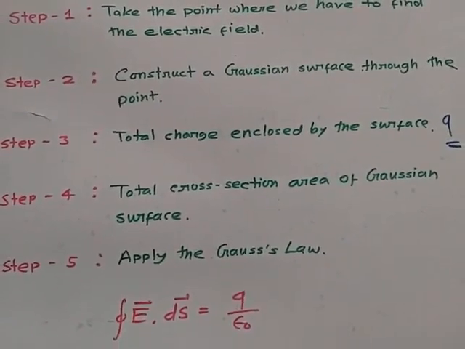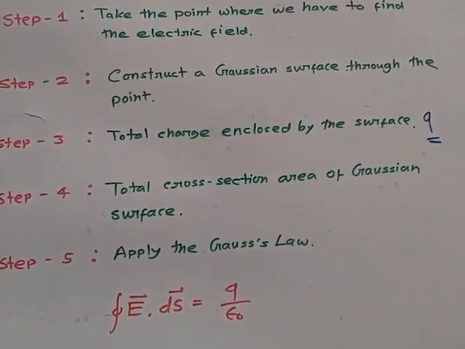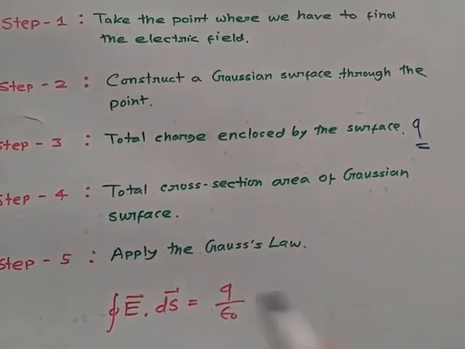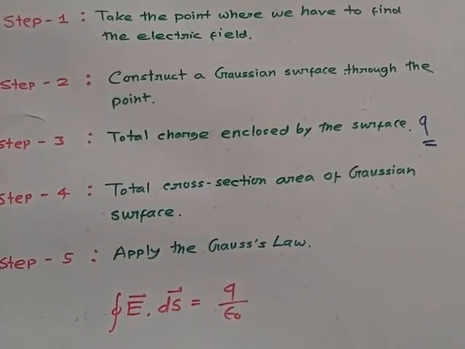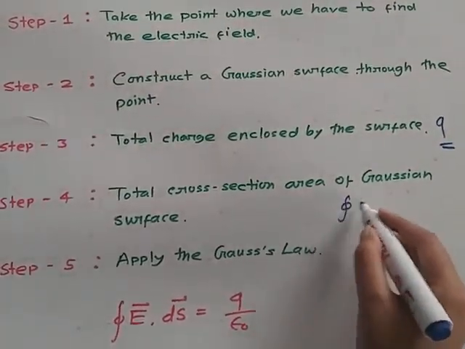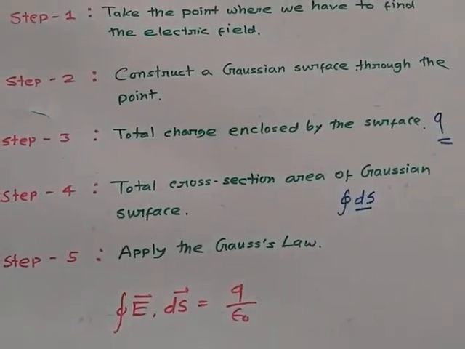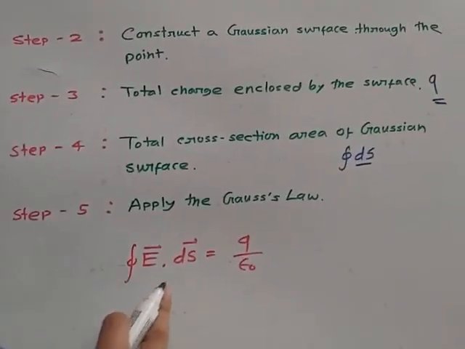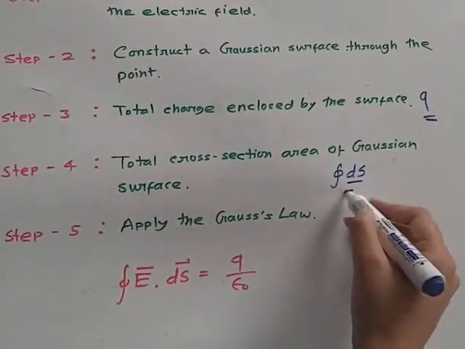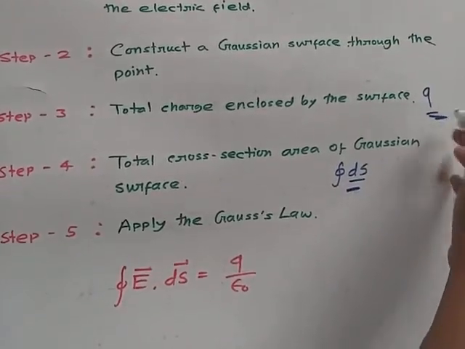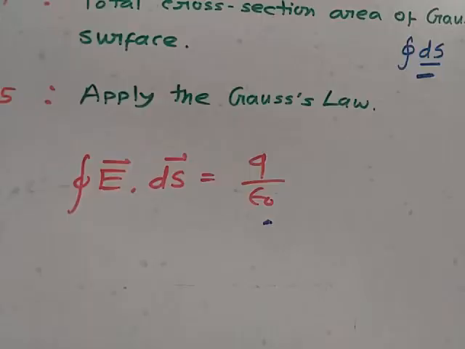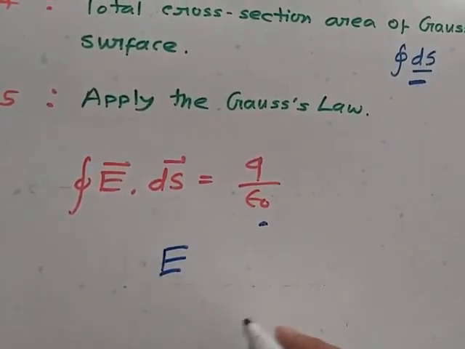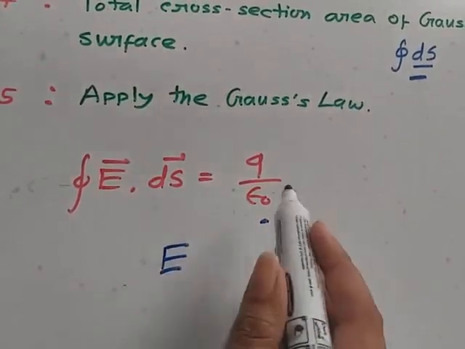Next step 4, find the total cross section area of the Gaussian surface, which is the closed integral of ds. And then we apply Gauss's theorem: E dot ds, where we have found the value of ds, we have found the value of q, and we know the value of epsilon naught. So we can now find the value of E if we know the value of ds, q and epsilon naught.